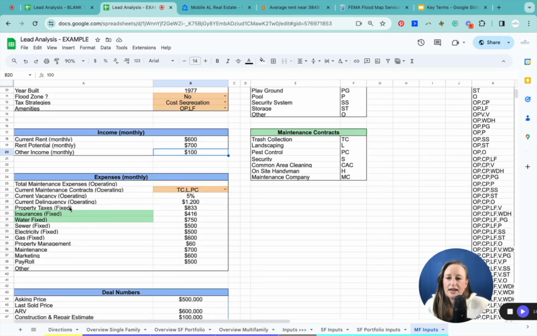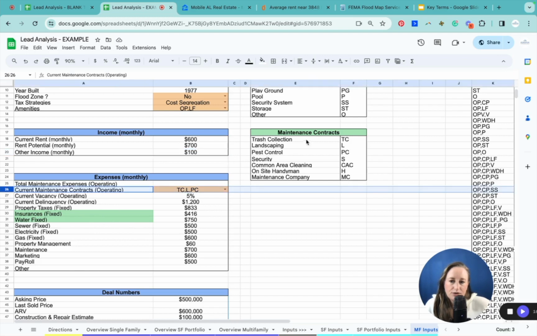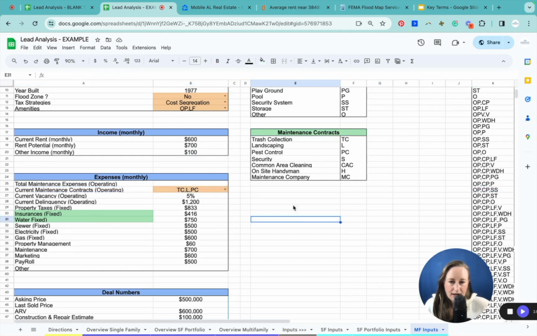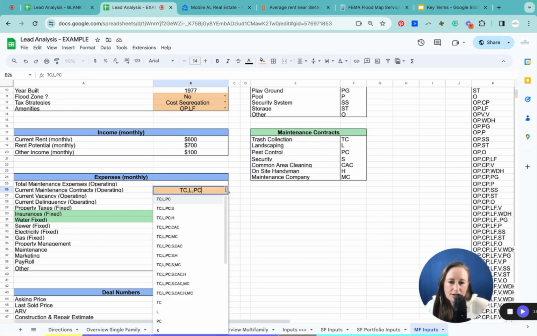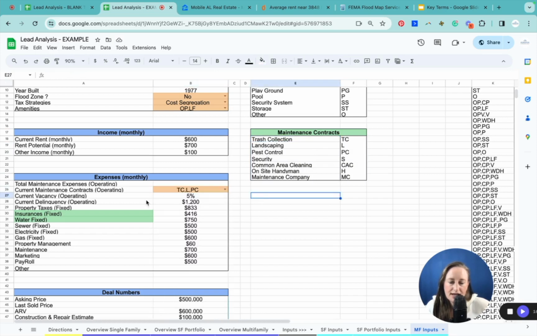Then we have our expenses. So this is where things get a little bit more complicated with multifamily deals. One thing you want to know is any current maintenance contracts that you'd be taking over. So I put a little table here with your common maintenance contracts to help account for all the costs. At the time, this property had a trash collection, a landscaping, and a pest control contract. So I put all those codes in here.